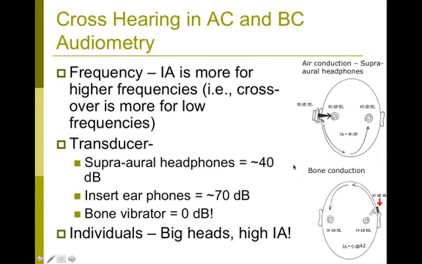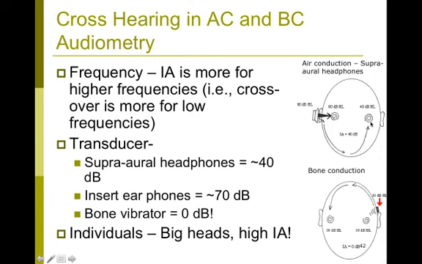Okay. So this is an example of interaural attenuation with headphones on. And so the type of transducer you use also affects the interaural attenuation. If you're using supra-aural headphones, the interaural attenuation is close to 40 decibels. So in this case, if you were to give a sound as loud as 80 dB HL, you're going to lose about 40 dB because of interaural attenuation, but 40 dB of that sound is going to reach the other side.